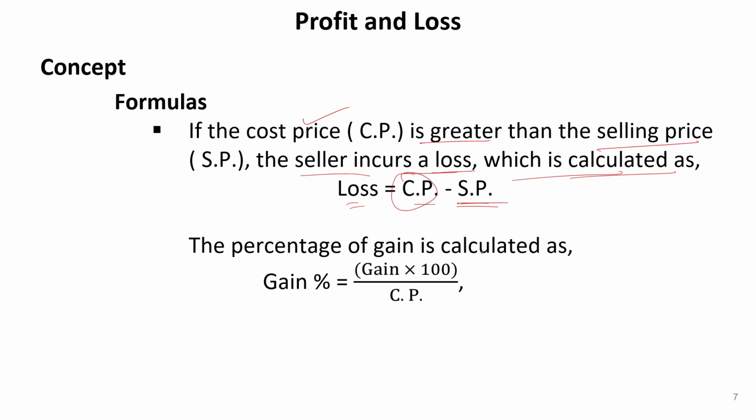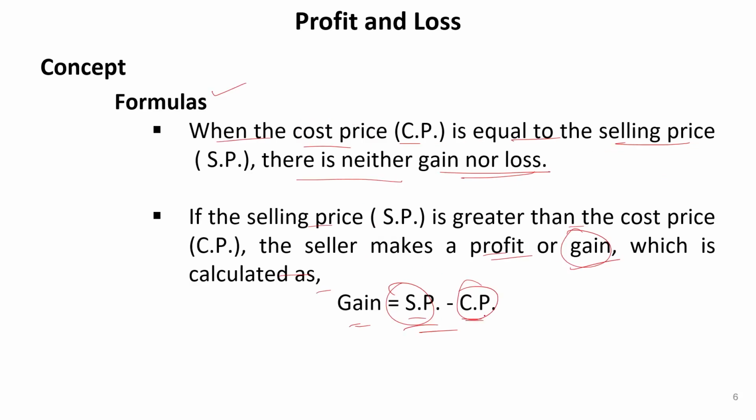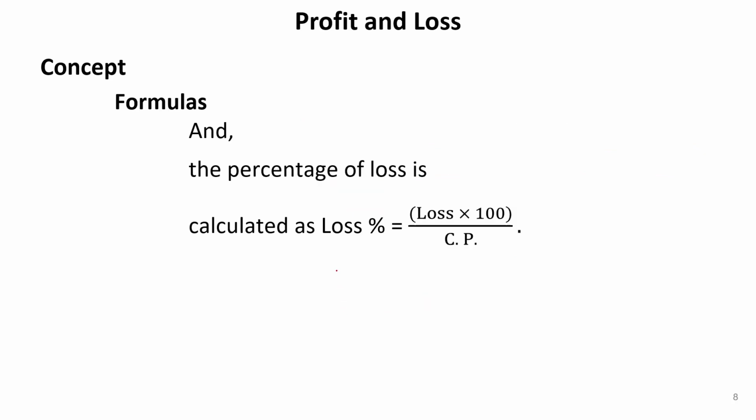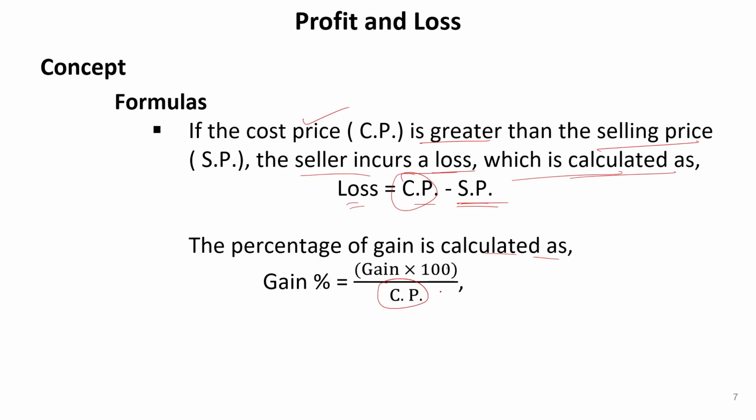The percentage gain is calculated as gain percentage equal to gain into 100 by cost price, where gain is the amount SP minus CP. The loss percentage will be loss into 100 whole by CP, that is the cost price. So gain percentage is equal to gain into 100 by, not selling price SP, it will be CP.